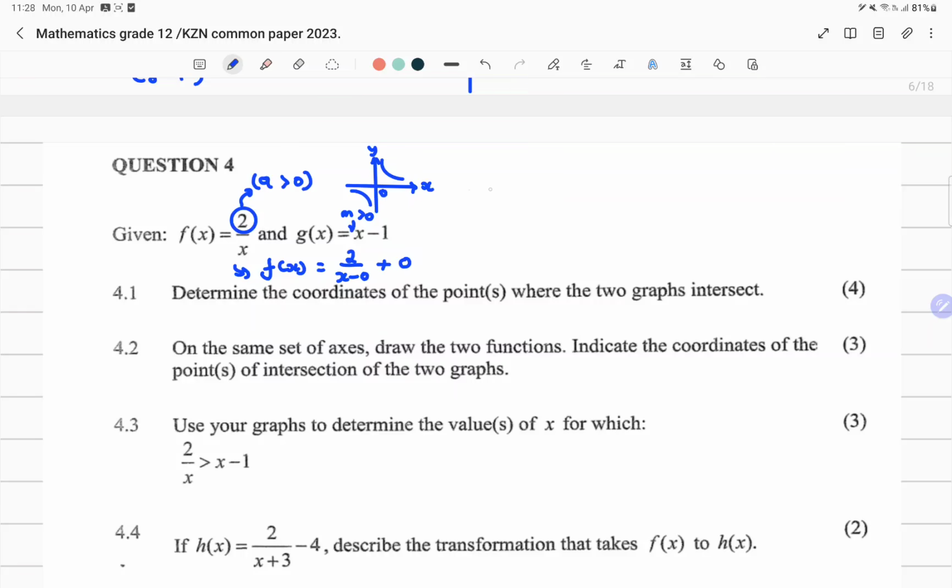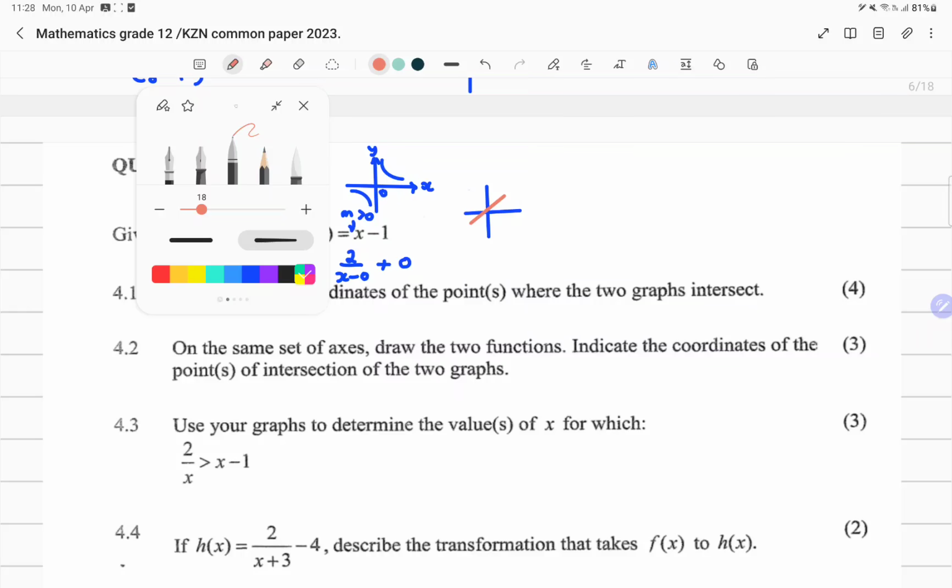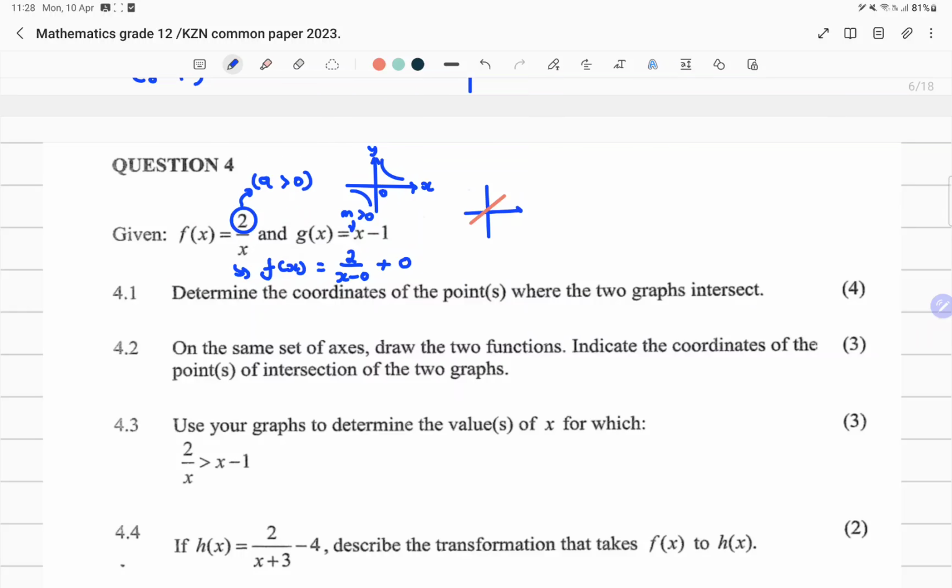So it means our graph on a Cartesian plane should look something like that. It doesn't really have to be exact. So those are the pieces of information you need to be able to spot, before anyone says anything. We can tell that we're looking at these two graphs and they look something like that. Not a problem.